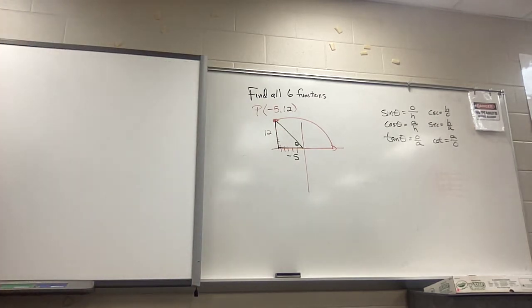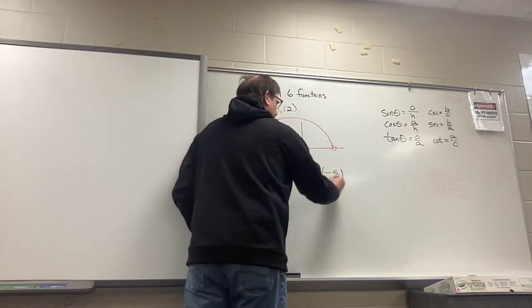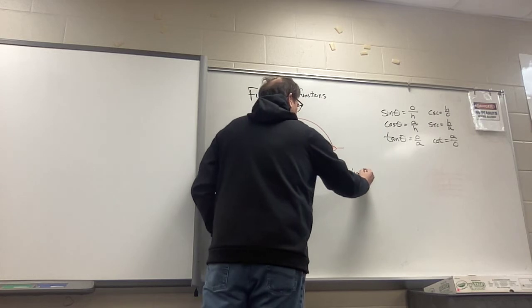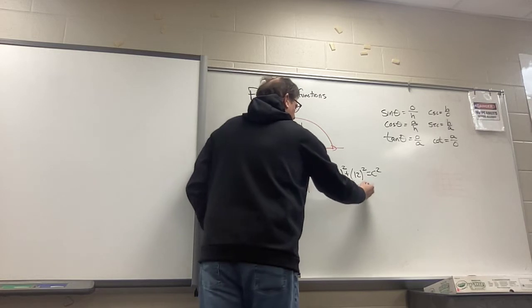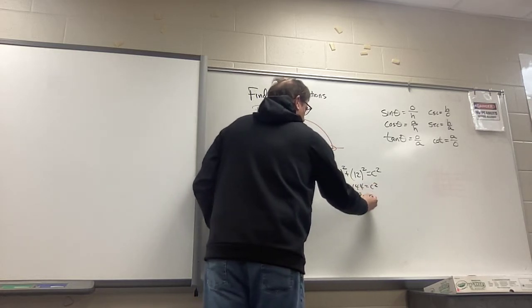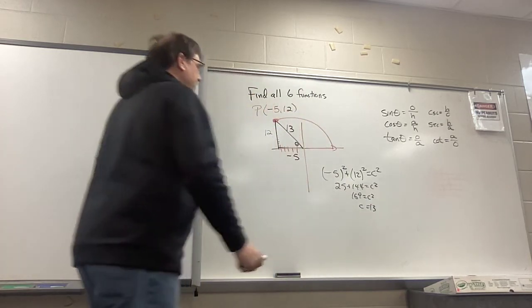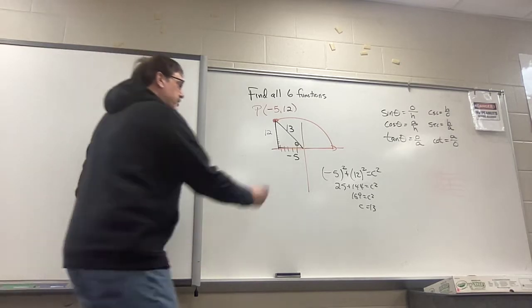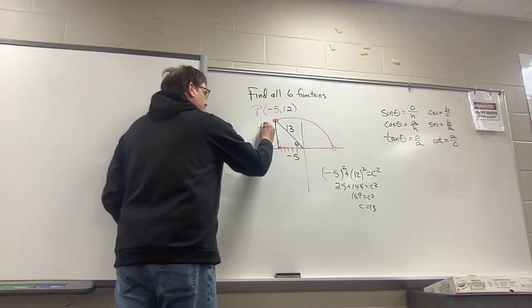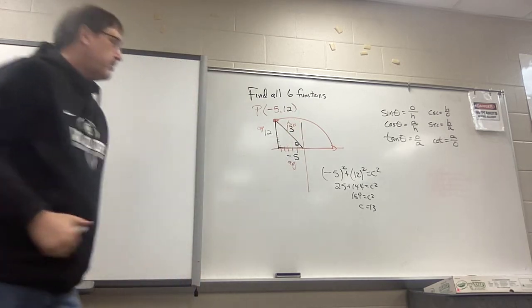I need the hypotenuse using a squared plus b squared equals c squared. So here we go. a squared plus b squared equals c squared. And when I do this problem, I end up getting the square root of 169, which is 13. Always the hypotenuse is going to be a positive number. Well, here we go. From this point, that's opposite, that's adjacent, that's hypotenuse.